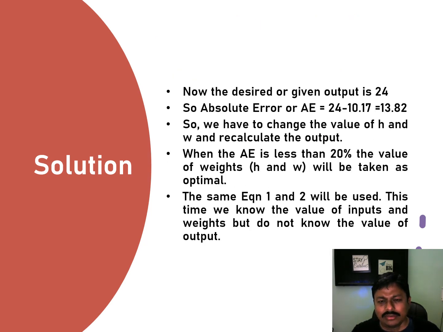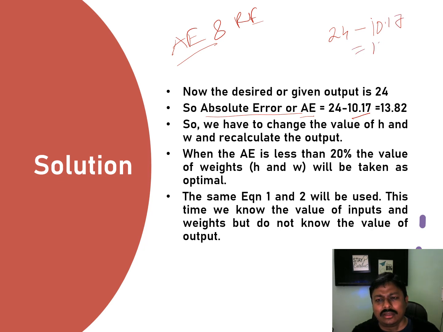So here you see we have solved it. Now, as I said, this is absolute error. They are using absolute error. I have shown you the relative error. The difference between absolute error and relative error is, in case of absolute error, if this is your desired output and this is your predicted output, right? Then by deducting the predicted output from the desired output, it will give you the absolute error. But the moment you divide that difference with the desired output, it becomes relative error.